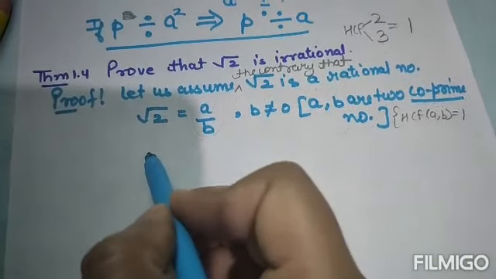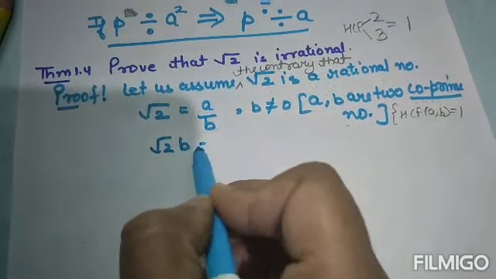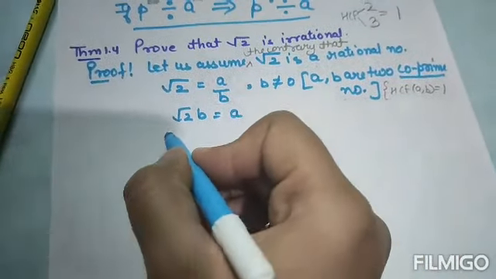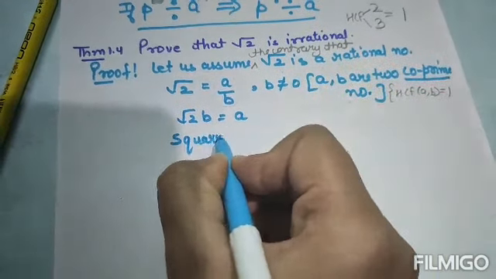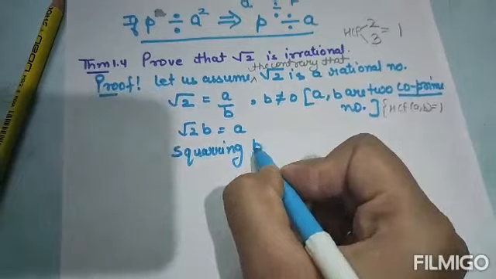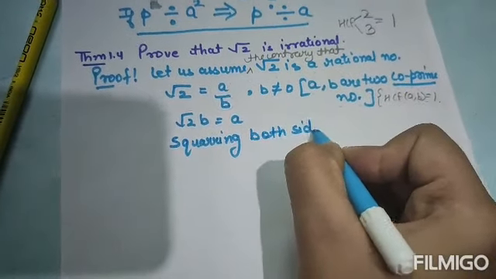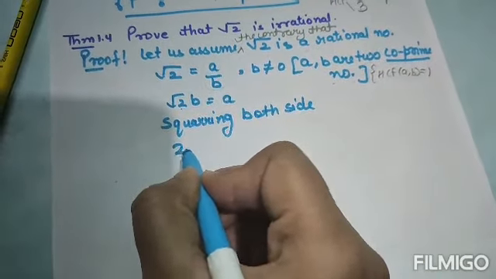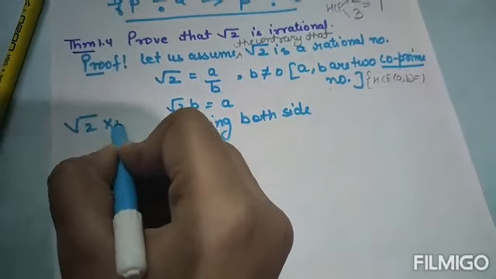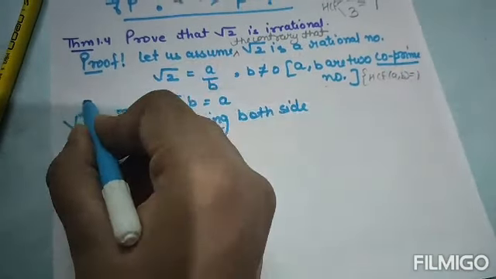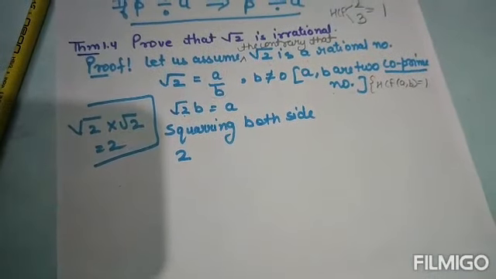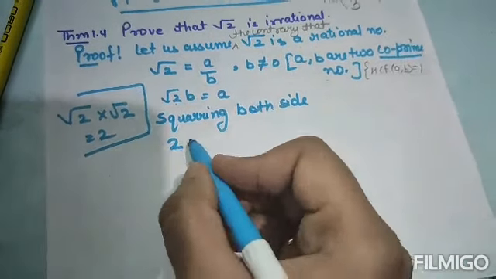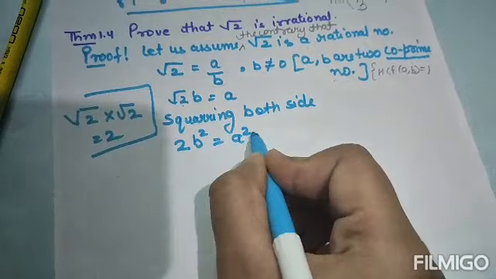Now, take b to this side. It will become root 2 b equal to a. Now the next step is squaring both sides. When you square both sides, root 2 square is 2. You know, when we multiply the same square root, it will become the number itself. It becomes a rational number, that is 2. So the square of root 2 will be 2. 2 b square equal to a square.